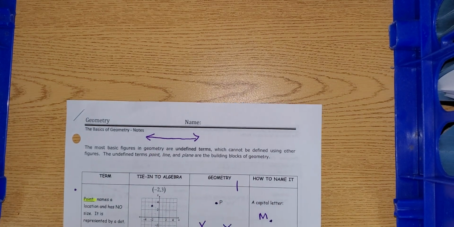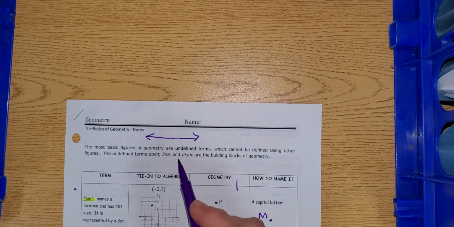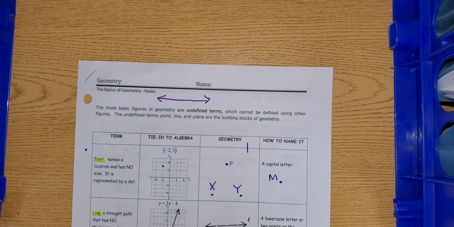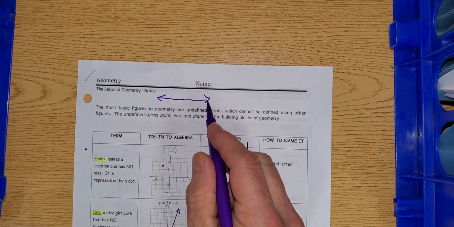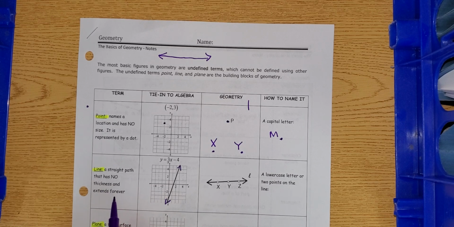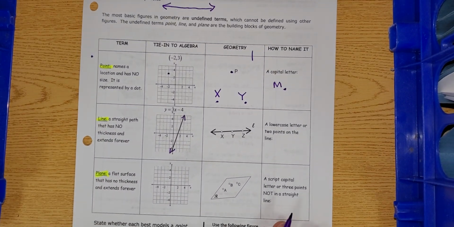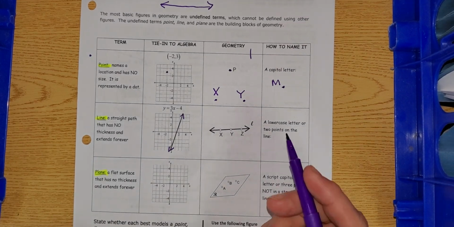So you have to imagine a line. You can't measure one, because it never stops going. You could be doing it forever and you'd never be able to draw a line. Okay, and a line has no thickness, and it extends forever. If it has no thickness, you can't see it, so you have to imagine it.